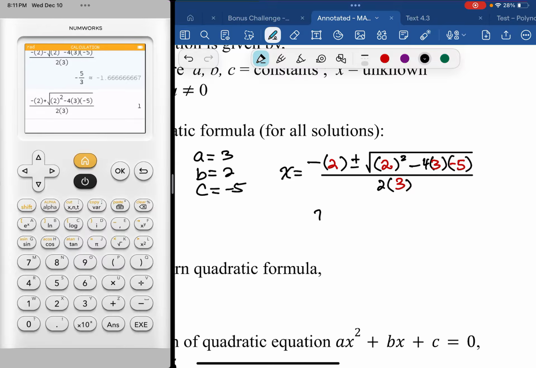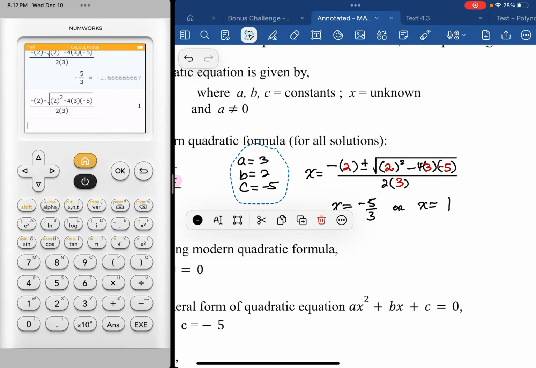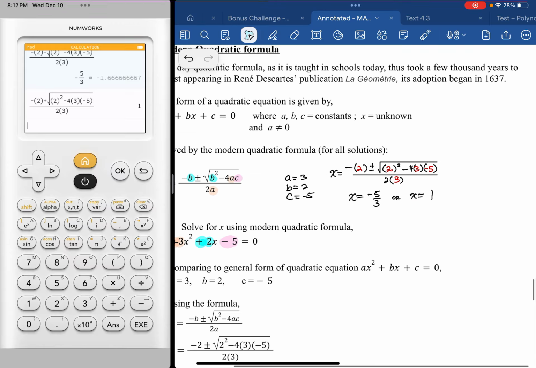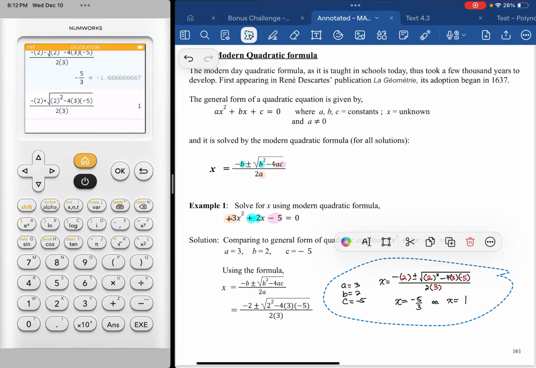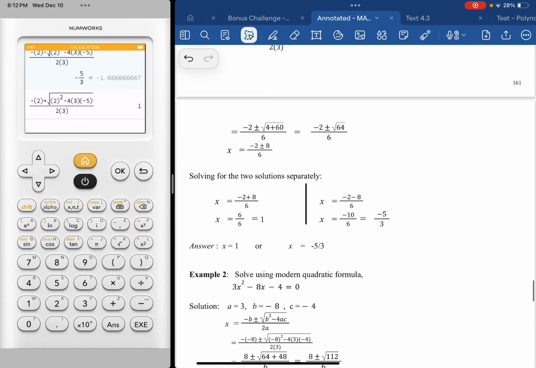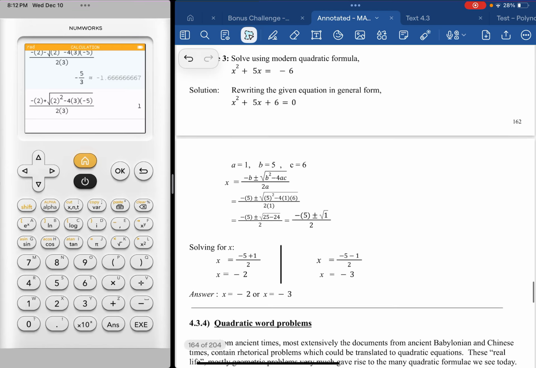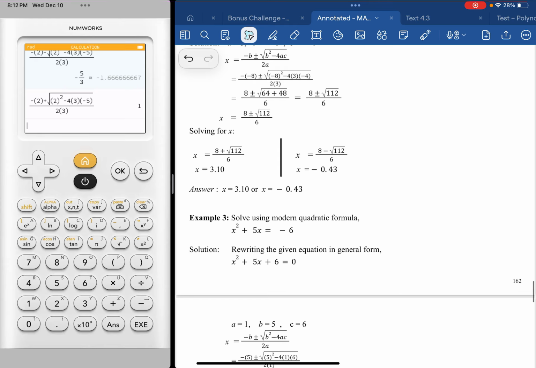So my values of x would be x equals -5 over 3 or x equals 1. The modern quadratic formula allows for negatives, so we don't have to worry about ditching a negative value just because. So that was this example here, so I'll just move that down. And so you can see the complete solution. It's the same idea for the remaining examples. It's really just a matter of plugging and chugging away.